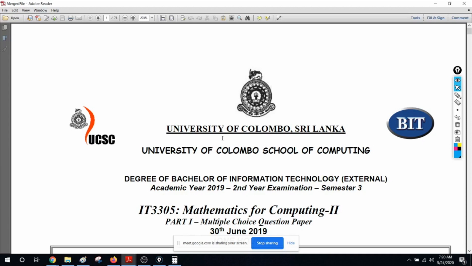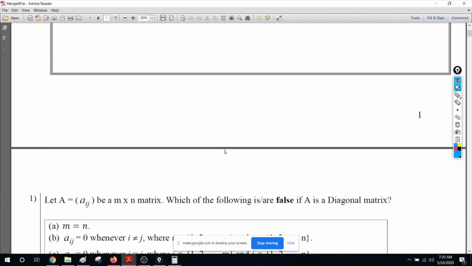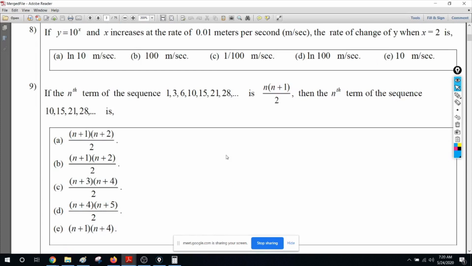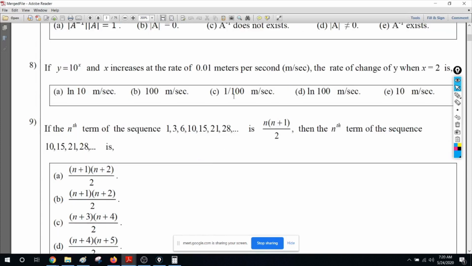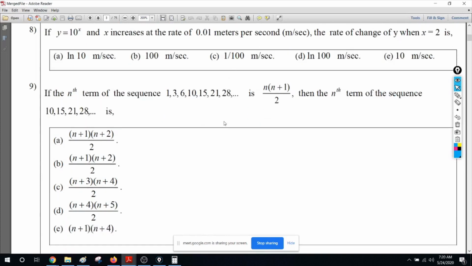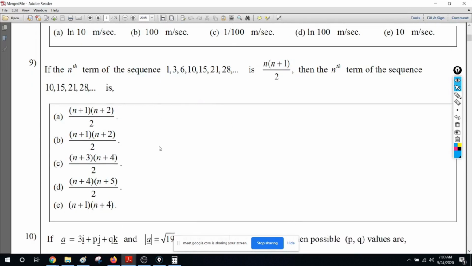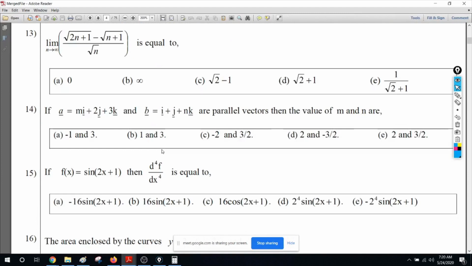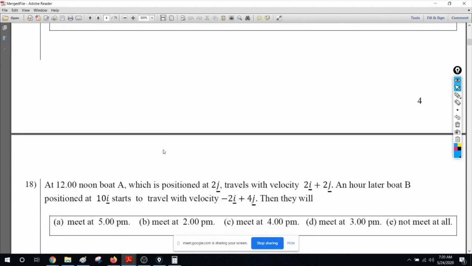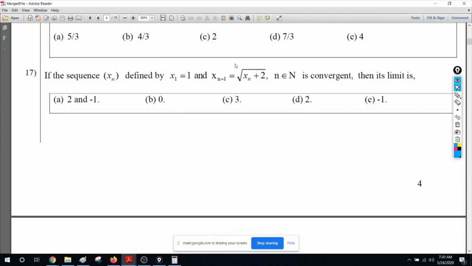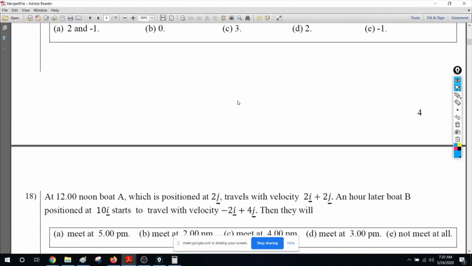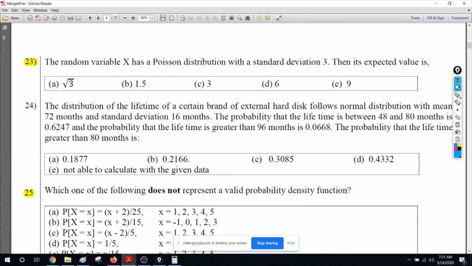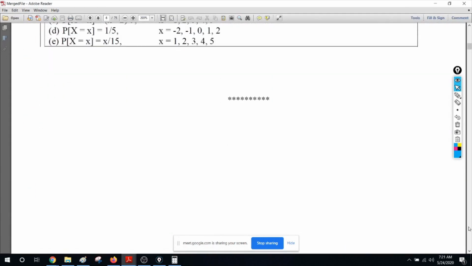So let's take the 2019 paper. We did this, the ninth one we did. Actually, there are not many sequence and series questions in 2019. We did this one also because it's again a sequence. So there is no series related question there.